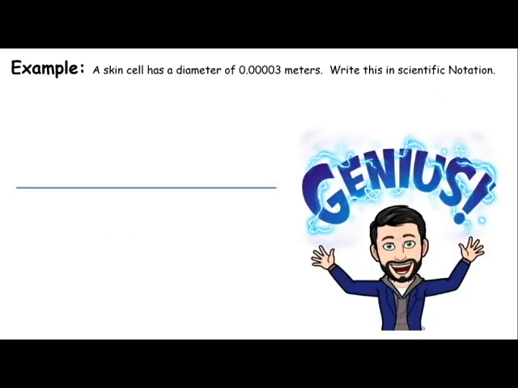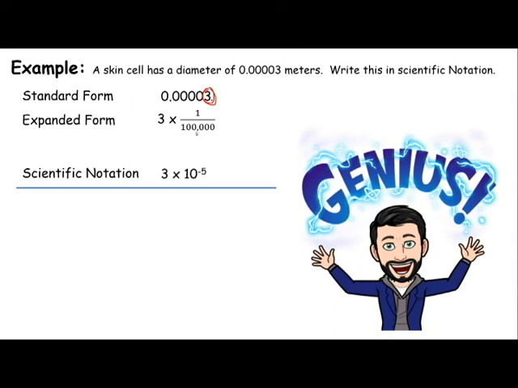Okay? Here's another example using some small numbers. A skin cell has a diameter of 0.00003 meters. I want to put this in scientific notation. It's given to us in standard form. Here's what we know. Every time I divide by a 10 or I multiply by a 1/10, my decimal is going to move, okay? So I want my number to be a number between 1 and 10. I want this to be a 3. But in order for it to be a 3, I'm going to have to multiply this by 1/100,000th. In fact, if I read this, this says 3 tenths, hundredths, thousandths, 10,000ths. This is 3/100,000ths. That's expanded form. And if I wanted to do this in scientific notation, well, this is going to be 3 times 10 to the negative 5th.